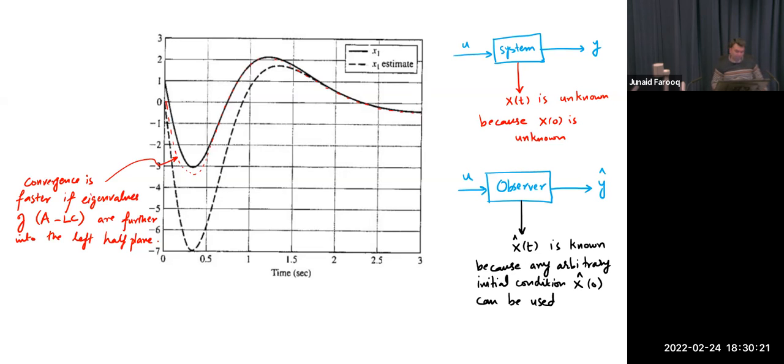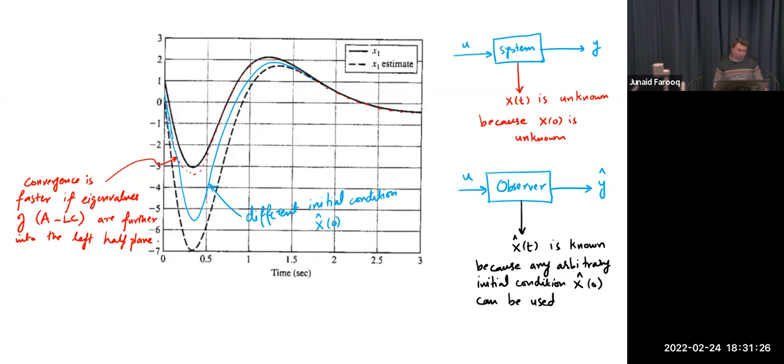Right, so if you select a different initial condition, your estimated state will be different. For example, in the same system, if you select a different initial condition, you may come here. So you are free to choose any initial condition, and you will have a different estimated state. But the best part of the story is that over time, whatever initial condition you pick, the estimated state is going to converge to the actual state of the system.